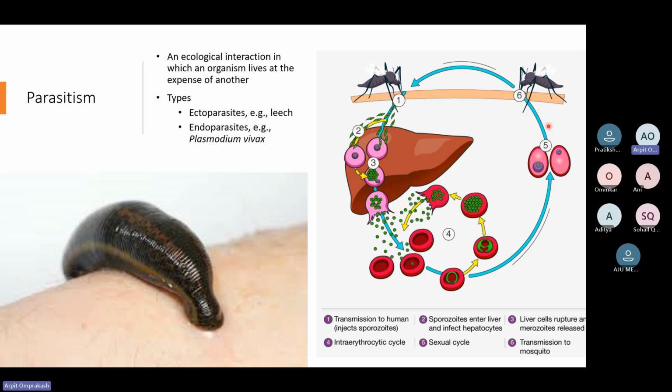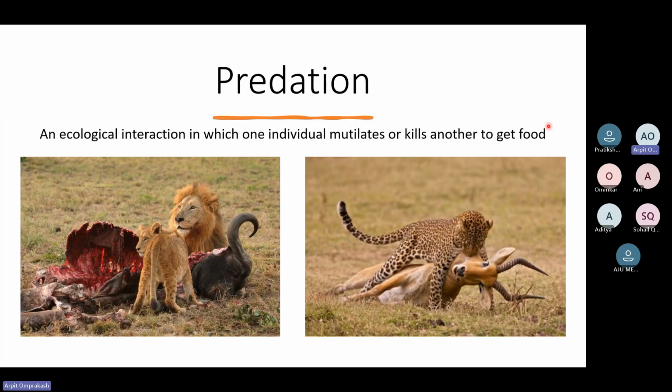Parasites can be ectoparasites, which are on the outside of your skin, such as leeches, or endoparasites, such as Plasmodium vivax, which causes malaria. Then we talked about predation, where basically one individual mutilates or kills another to get food or to eat.